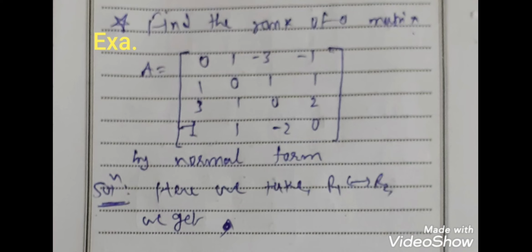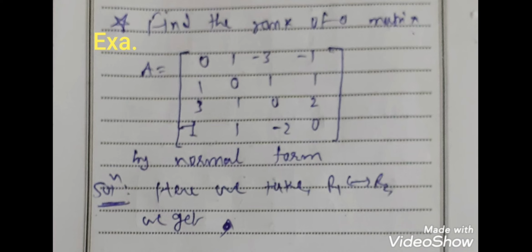Let us discuss one more example to find the rank of a matrix by normal form. Here matrix A is a 4 by 4 matrix, meaning we have the elements 0 1 minus 3 minus 1 in the first row, 1 0 1 1 in the second row, 3 1 0 2 in the third row, and 1 minus 2 0 in the fourth row.